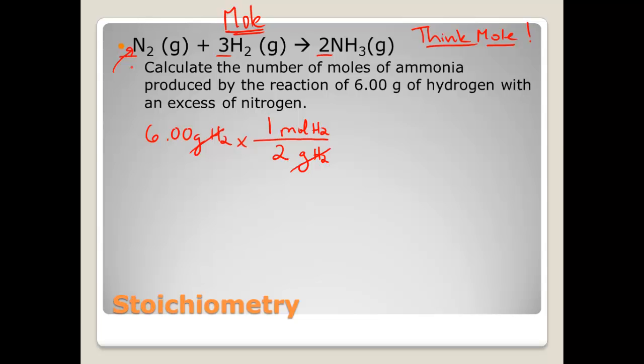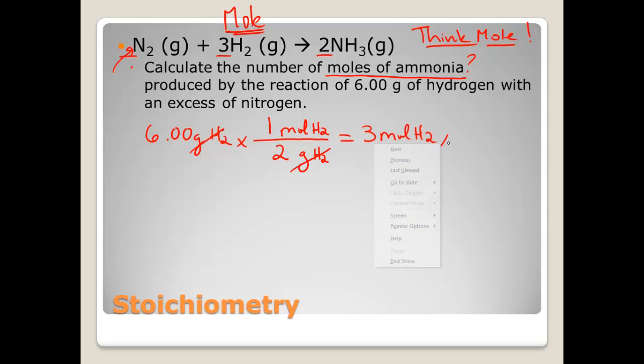But I don't want to know just moles of hydrogen. I want to know, with the number of moles of hydrogen that I now have, how many moles of ammonia I will produce. That's what we're trying to figure out. This is what we want to know, moles of ammonia. So in order to do this, we can see here that we get 3 moles of hydrogen.